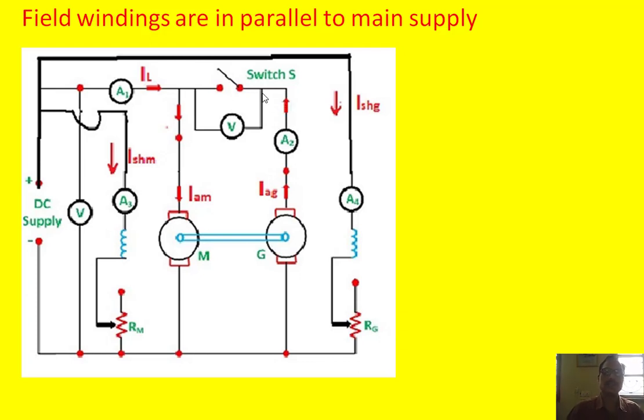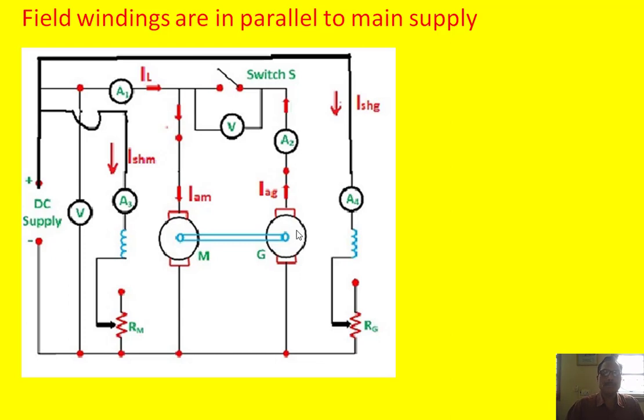Under that condition, we have to close this switch. Once we close this switch, we can say the generator is in the floating condition, meaning it will not supply any current, or it will not take any current.